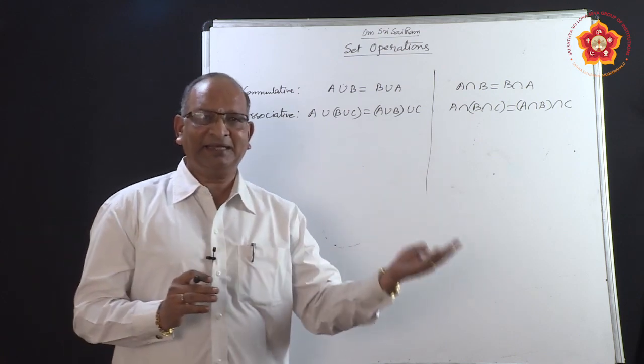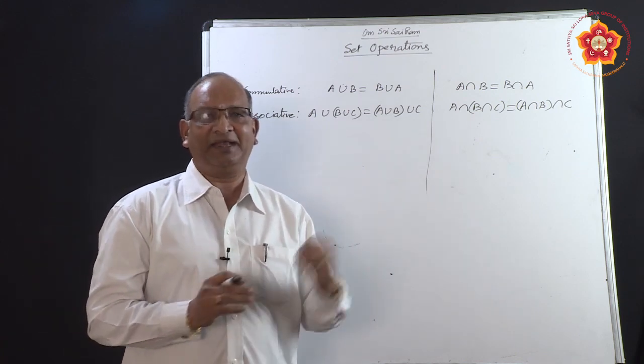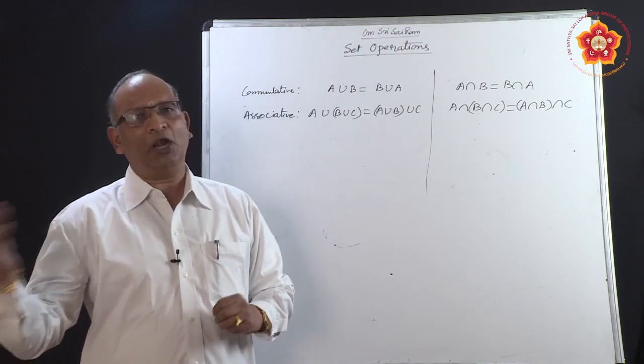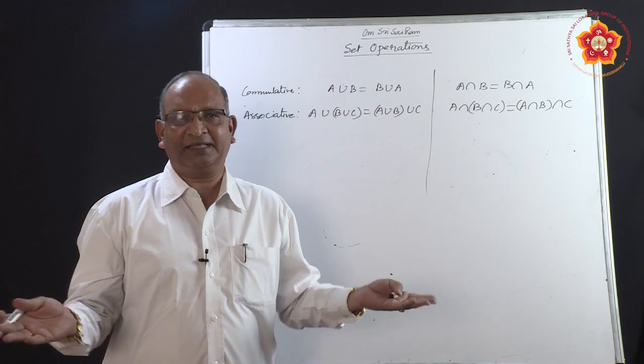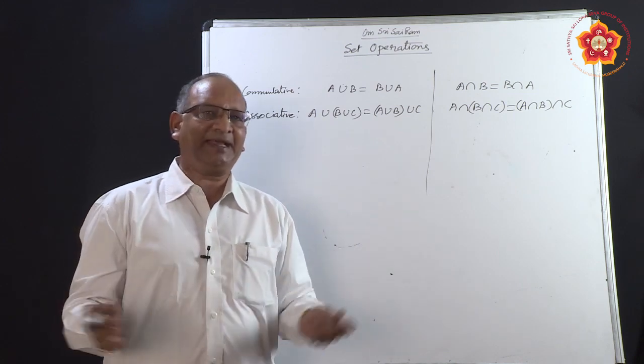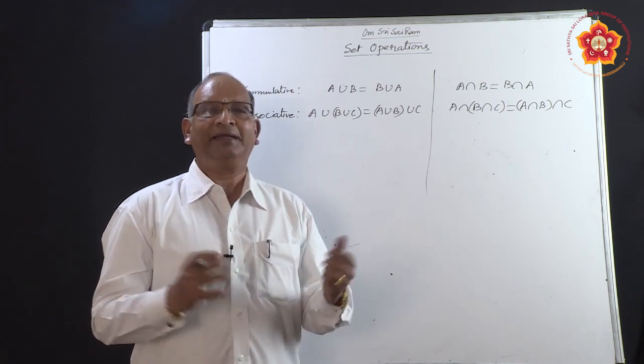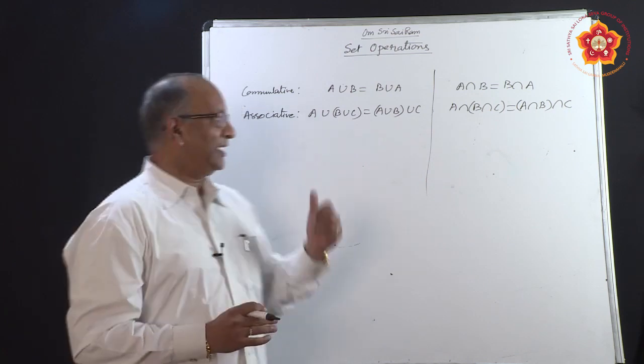Let us say set A contains all even numbers, set B contains all odd numbers. If you take the intersection of them, it is a null set. There is nothing common in between them. So in that case, A and B will be called disjoint sets. Okay. So let us move on.